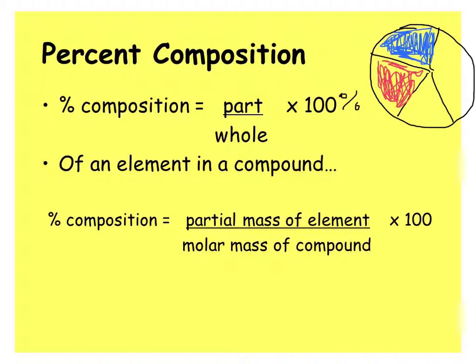It's just basically what fraction an element is in the total compound. And so the way to look at this in a more distinct way is that percent composition in chemistry is equal to the partial mass of the element in the compound divided by the total molar mass of the compound times 100%. Okay, so we'll do an example of that in the next slide.